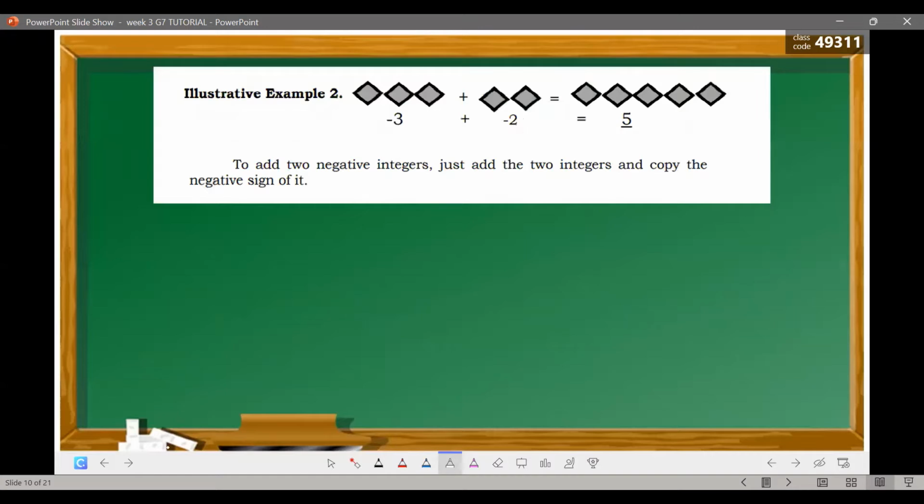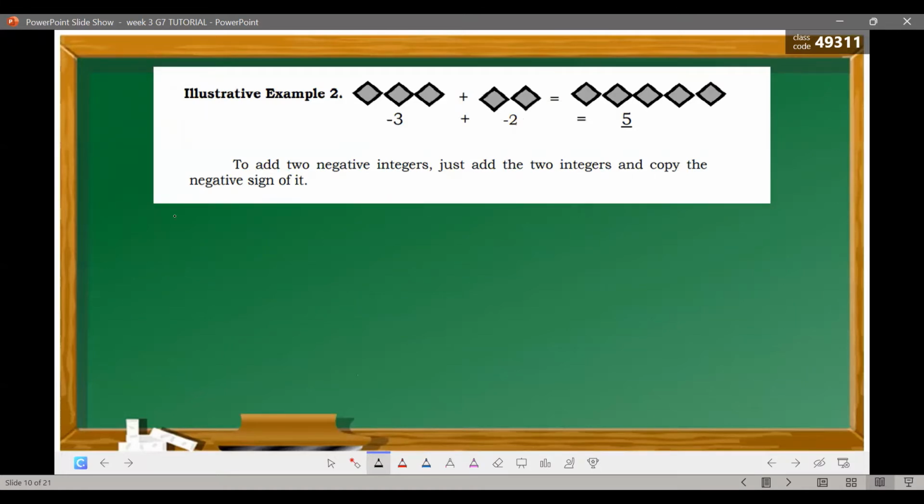Illustrative example number 2. Okay, -3 plus -2 is equal to, ano daw? So, there is something wrong here. Okay, so -3 plus -2, okay, basahin muna natin itong rule.